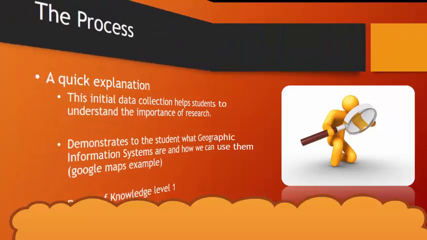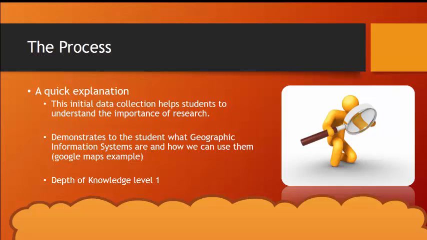So just a quick explanation of this process. This initial data collection helps the student to understand the importance of research. It also demonstrates to the student what geographic information systems are and how they can use them. And I always refer to my students that they use Google Maps, and that is nothing more than a geographic information system. Much of this data collection revolves around depth of knowledge level 1, in which the students are just transferring information from one place to another.